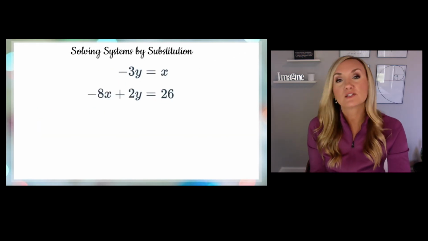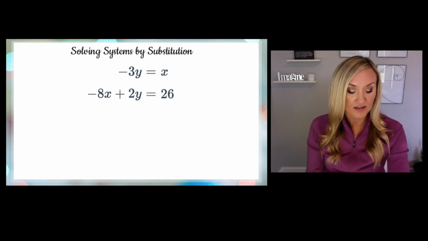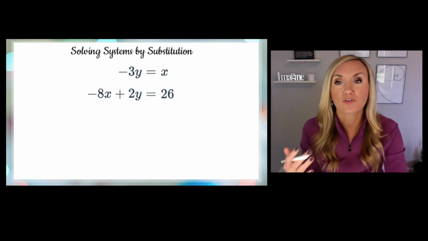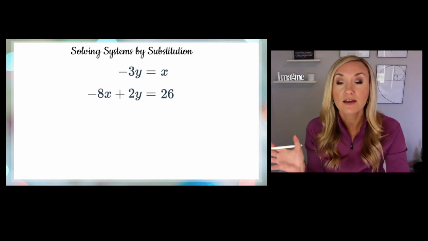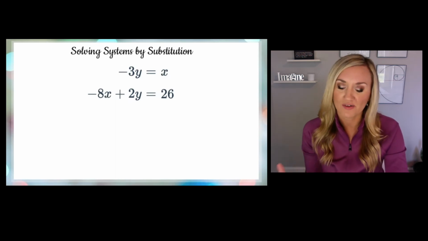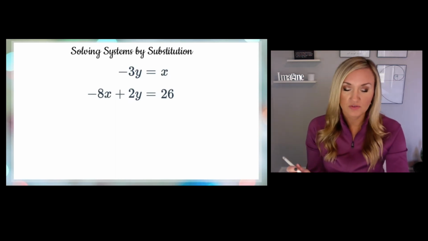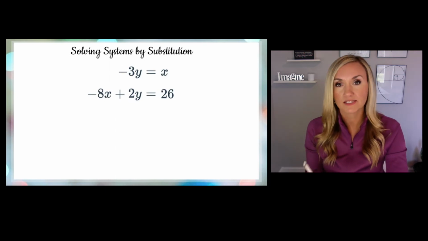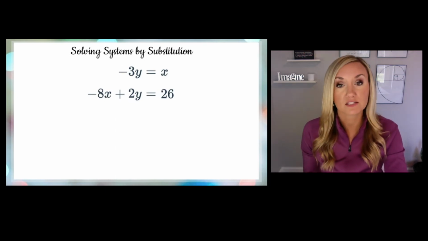All right, let's try this one again. If you feel confident, press pause, try it out for a little bit, press play. It's not going to hurt anybody. It's actually going to help your learning if you do that. All right, so this one is just a tad bit different because I don't have a y equals. I have an x equals.